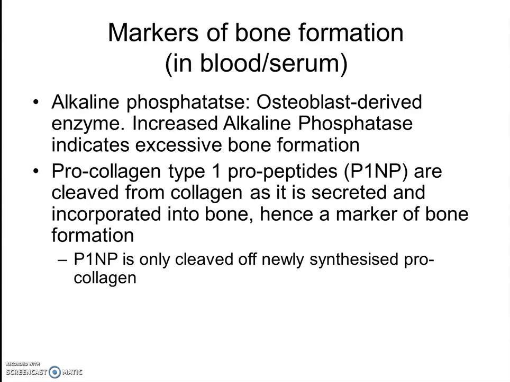So these are useful markers in that we can take a patient blood sample, look at what's in the patient blood, and then gain some insight as to what might be happening in the bone based on what markers are present in blood. So the first one is alkaline phosphatase. This is just an enzyme that is secreted or made by the osteoblast cells.